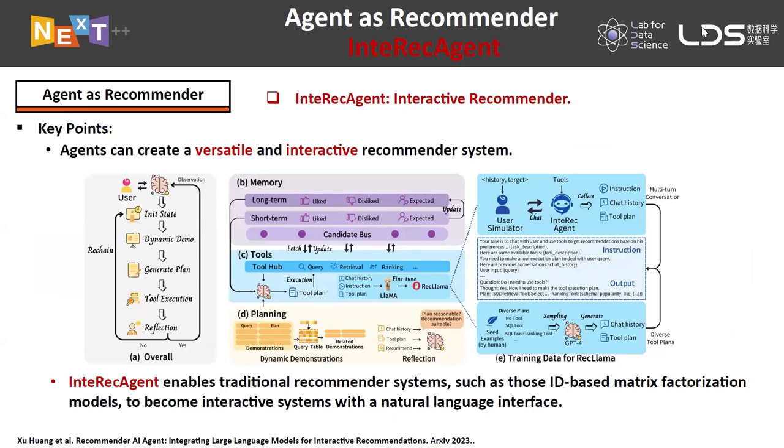And the second work is InteRecAgent. I think this work is done by USTC and MSRA. It sets the LLM as the controller and then chooses when and how to use the tools. The tools are the recommendation modules, small recommendation systems. And it can create a versatile and interactive recommendation system. It enables traditional recommendation systems such as ID-based models to become interactive systems with a natural language interface.